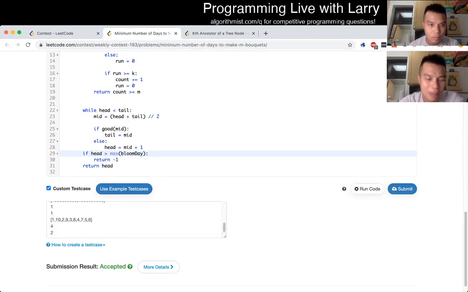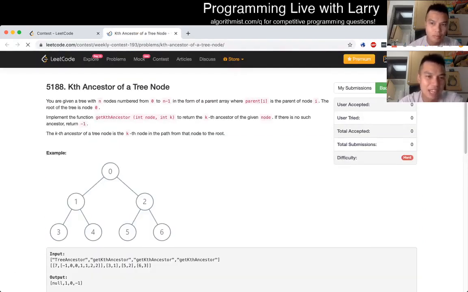Fingers crossed, but it seems good. So on to the last one. Cave ancestor of a tree node. Yeah, Q4. A lot of people, when I refreshed, six people already got accepted, so well done to those six people. This is only 10 minutes into the contest. I was like, wow, is there something I'm missing?